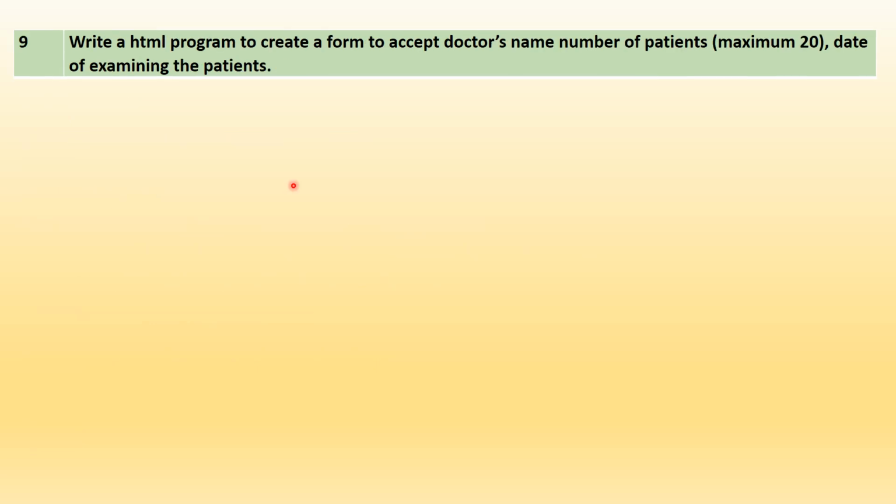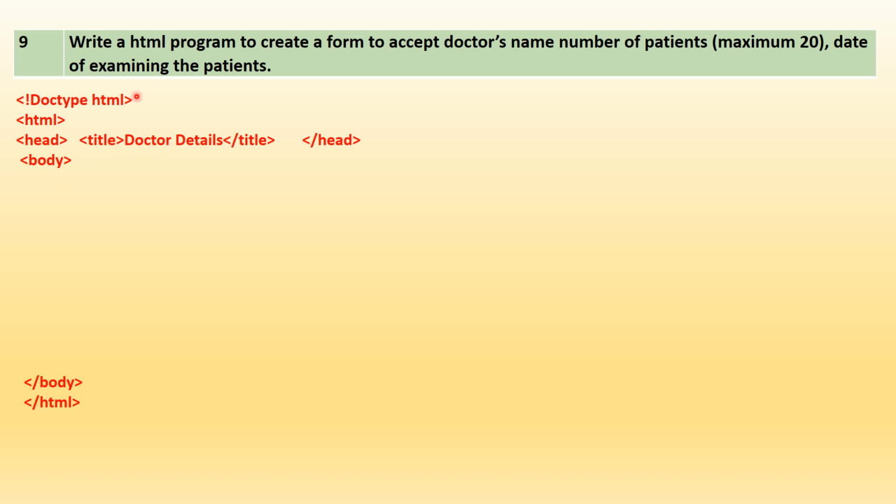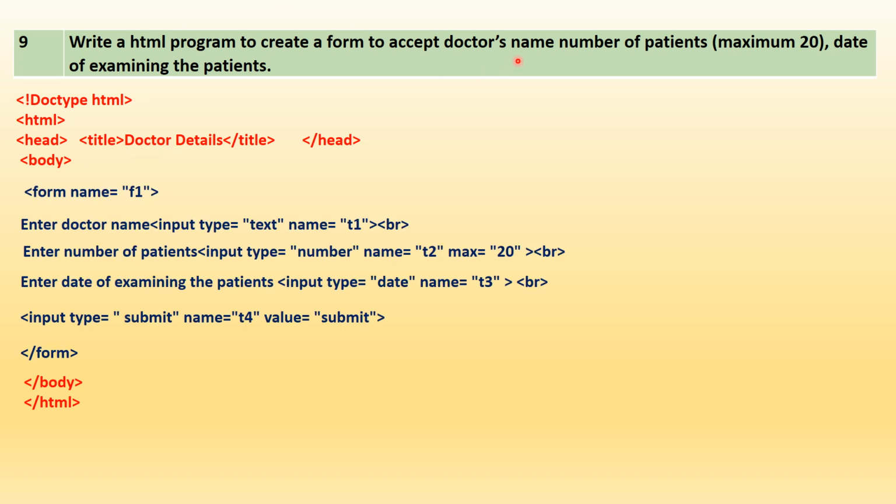To create a form to accept doctor's name. So doctor details, that's a title here. To accept doctor's name, you will write input type equal to text. Number of patients, they have given here maximum 20. So the max attribute should be there, otherwise half mark will be cut for that. So input type equal to number, max equal to 20. Date of examining the patients, say input type equal to date. You will mention input type equal to submit and value as submit.